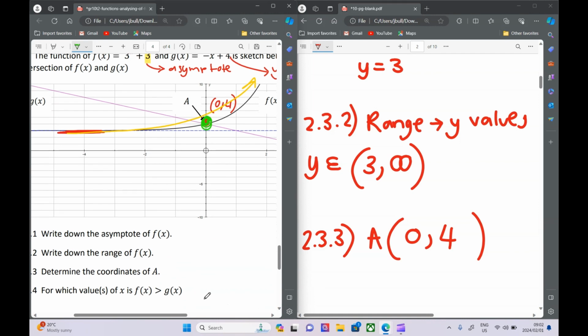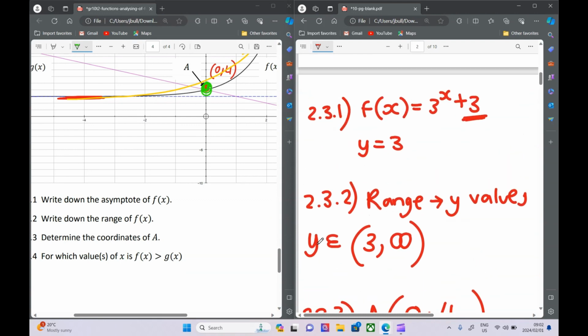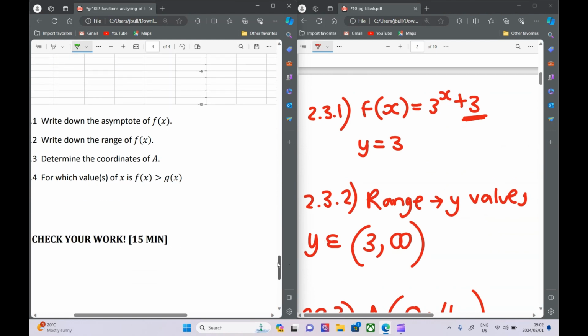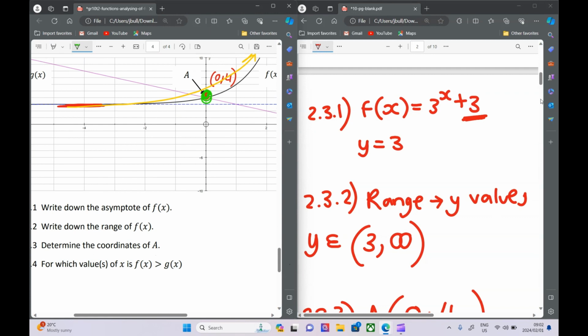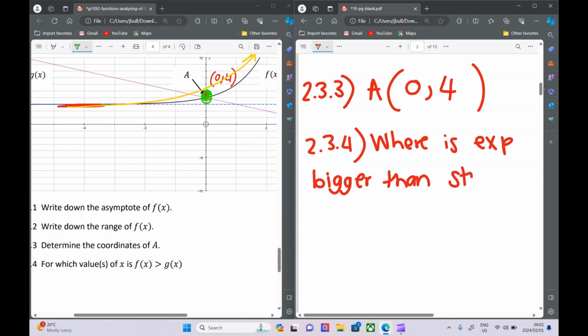Okay, let's see. 2.3.4, for which values of x is f of x greater than g of x? Okay, so let's just recap. f of x is our exponential graph. g of x is our straight line graph. So we want to know where is the exponential graph bigger or greater than the straight line graph?